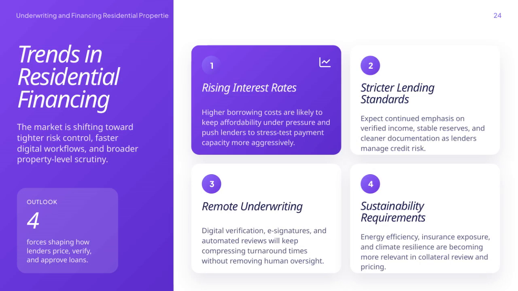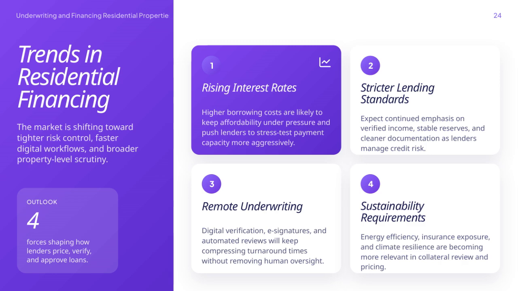The market is moving toward tighter risk control, faster digital workflows, and more detailed property-level scrutiny. There are four main forces influencing how lenders price, verify, and approve loans. First, rising interest rates are making borrowing more expensive. This puts pressure on affordability and leads lenders to more aggressively stress test borrowers' ability to make payments.